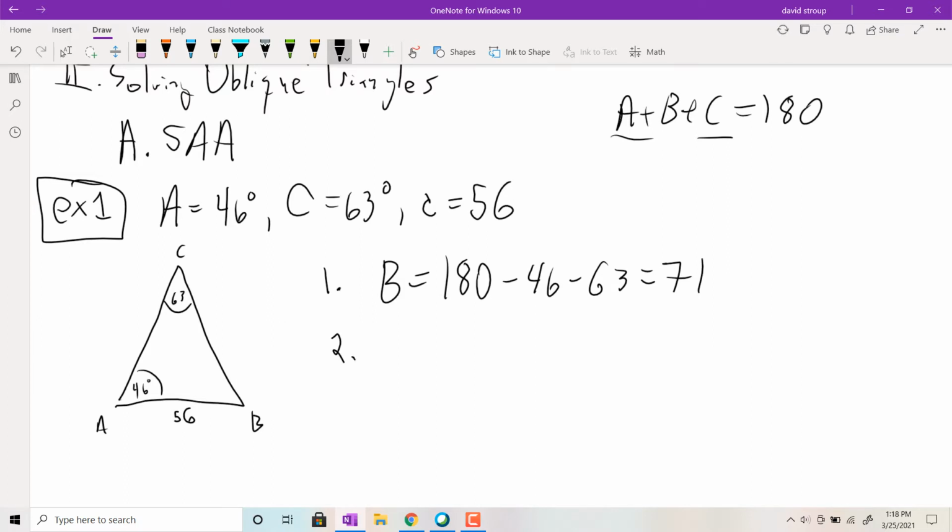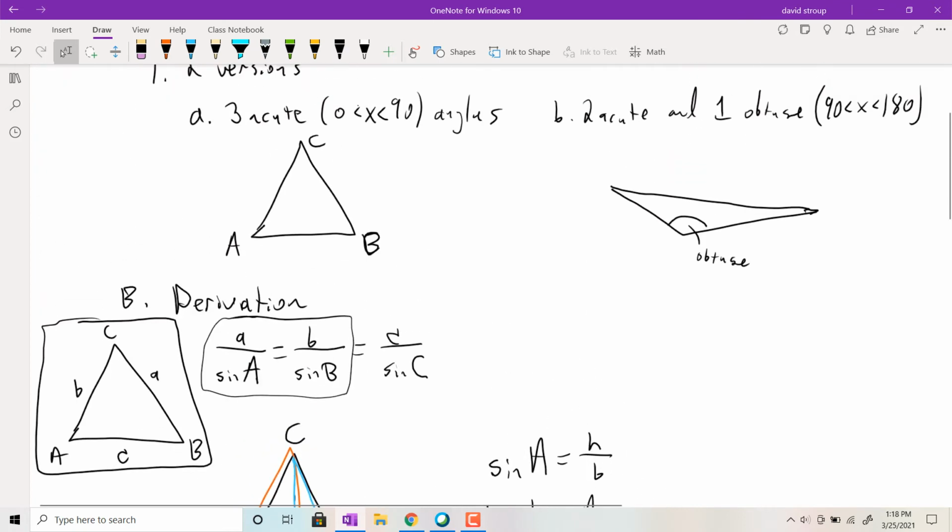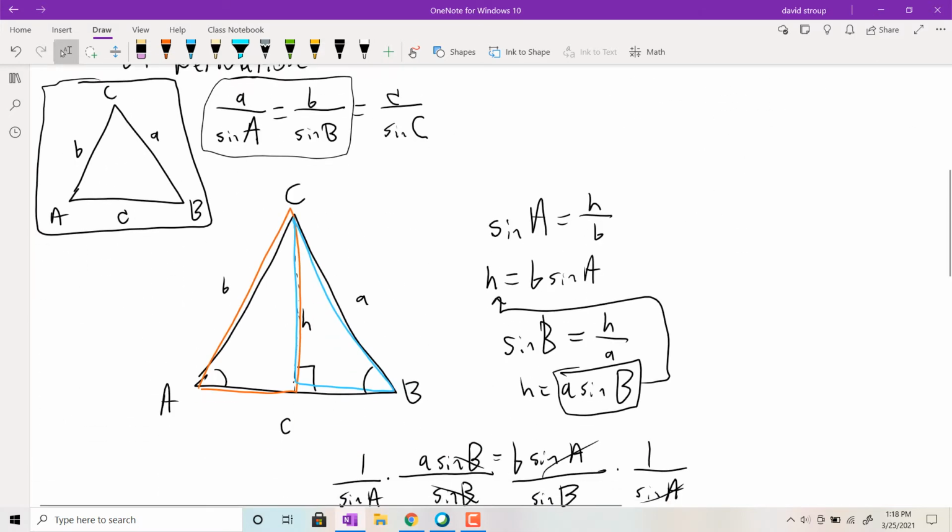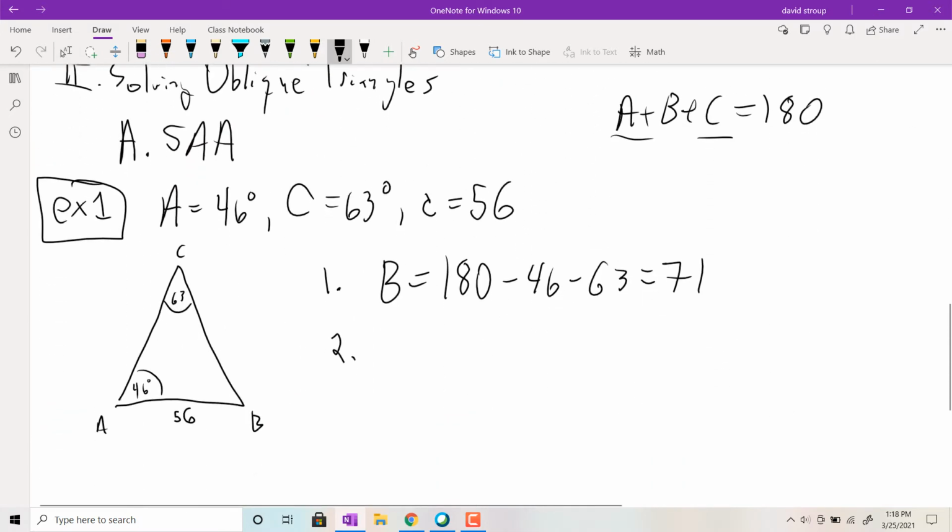From this point, you're just going to use the law of sines to solve for any of the other unknowns. So basically, you pick two of the expressions, and then you'll be able to fill in three of the variables, and you just solve for the fourth variable. So let's take a look at that. I'm going to use the C part to fill in one of the fractions. So I'll have C, which is 56, all over sine of big C, which is 63.